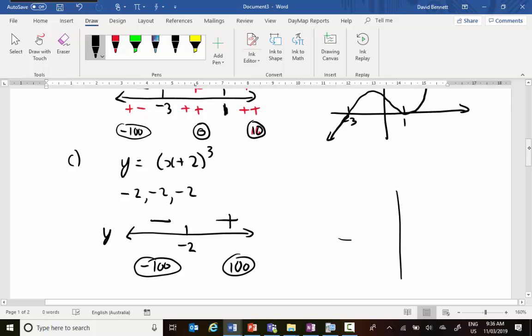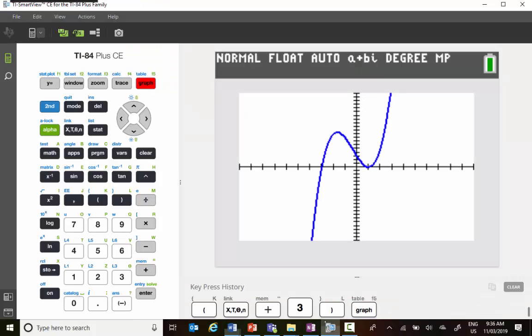This graph has an interesting shape. It's a particular shape, which is an inflection point. So it comes up like this, and then it goes up like that, and it has arrows on it. And what we have there is what we call a horizontal inflection point. So that's a really specific graph that we're going to do.